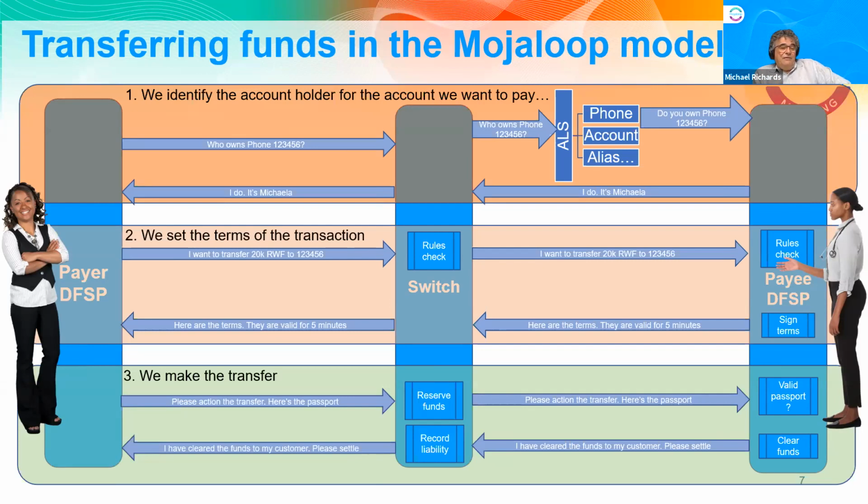Second, we say as one of our founding principles that we shouldn't take any money from our customer, the payer, unless they are completely clear how much is going to be taken. And it's only when the terms of the transfer are finally set that the payer DFSP can go back to its customer and say, this is how much it's going to cost you to make this transfer. Are you prepared to accept it?